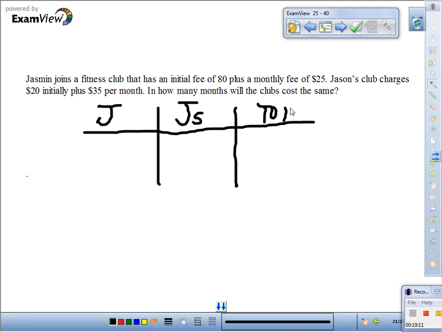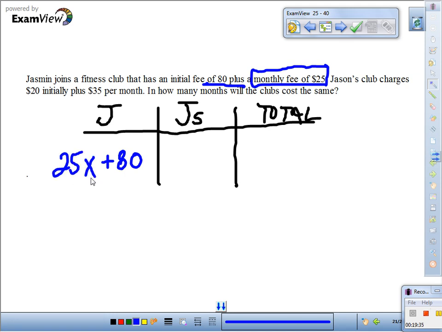And here the total. So I need to write an expression for Jasmine's club. How much do they charge from the very beginning? 80. So that's plus 80. How much do they charge each month? $25. But since we don't know how many months, we're going to write 25x. So, what would be an expression for Jason? Justin, go.